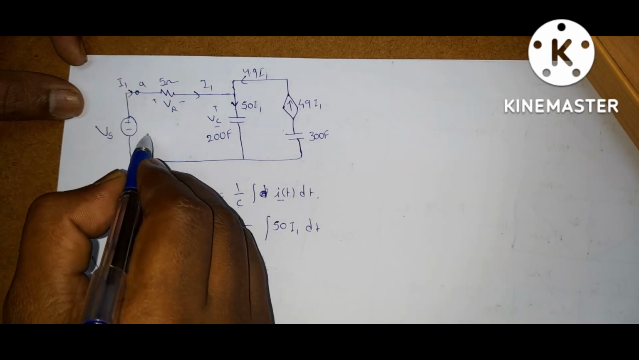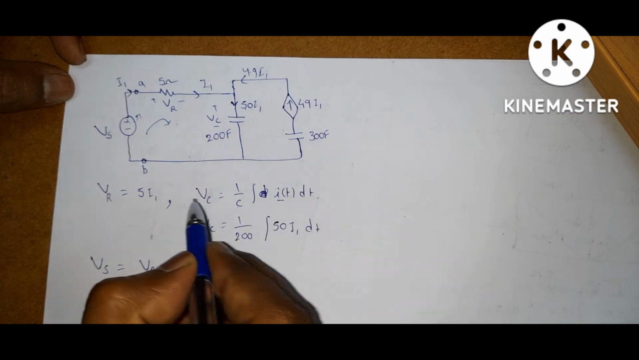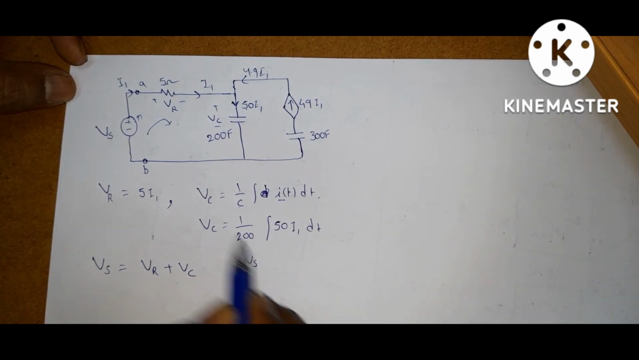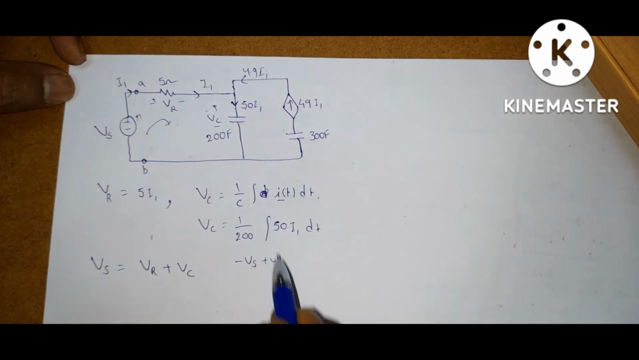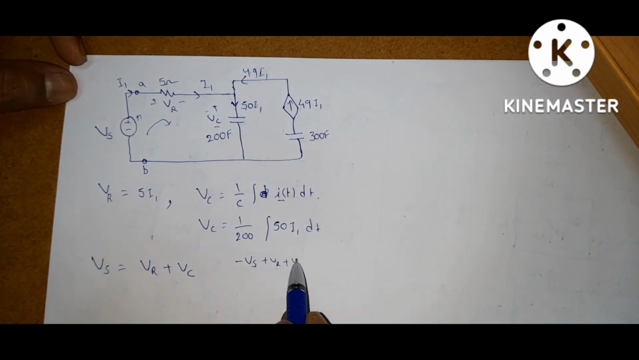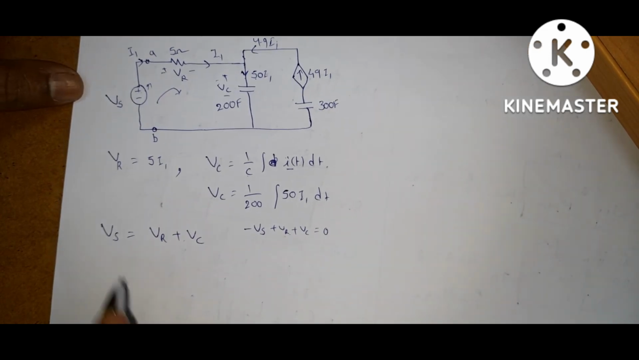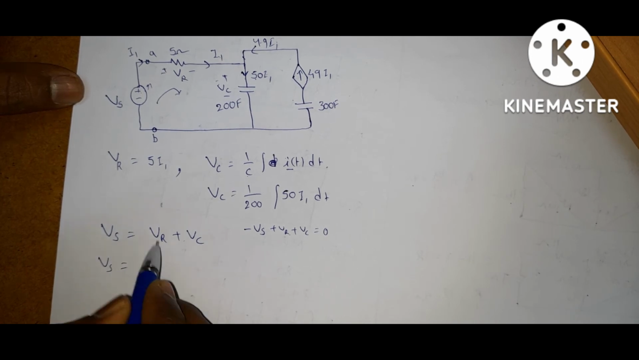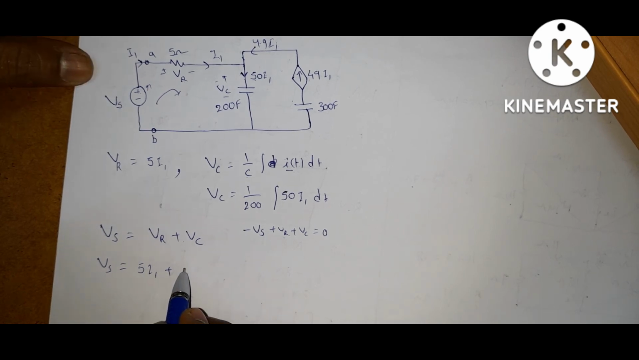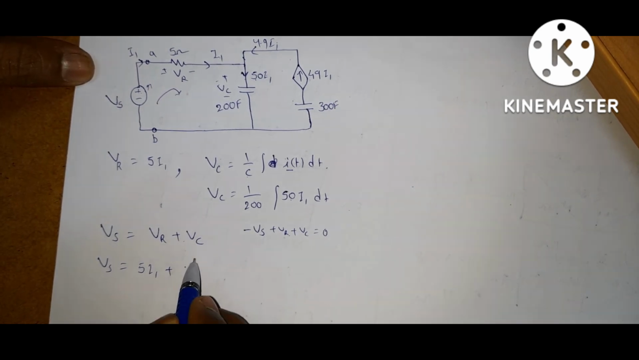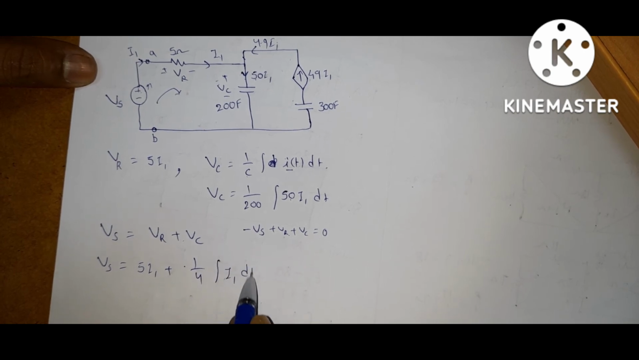Or you can write by KVL. Here current is leaving the positive terminal, so it is minus Vs. And here current is entering, so plus VR. And here also current is entering the positive terminal, so it is plus Vc is equal to 0. From this equation you will get Vs is equal to VR plus Vc. Now what is Vs? Substitute the VR value, 5 I1, plus next, what is Vc? If you take 50 common, you will get 1 by 4 integral of I dt.